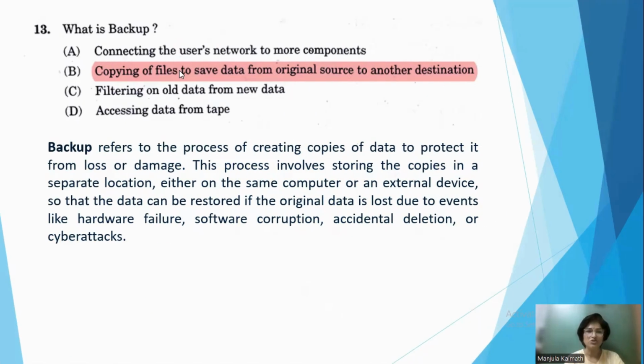A duplicate copy of that software, or that file, will be saved in a different location other than its source location. We are storing it there, and when any problem occurs in that installed software, we can get it from the hard disk or wherever it is stored.